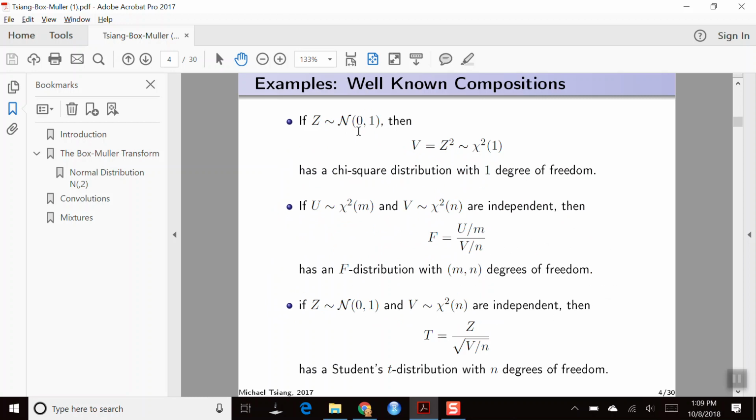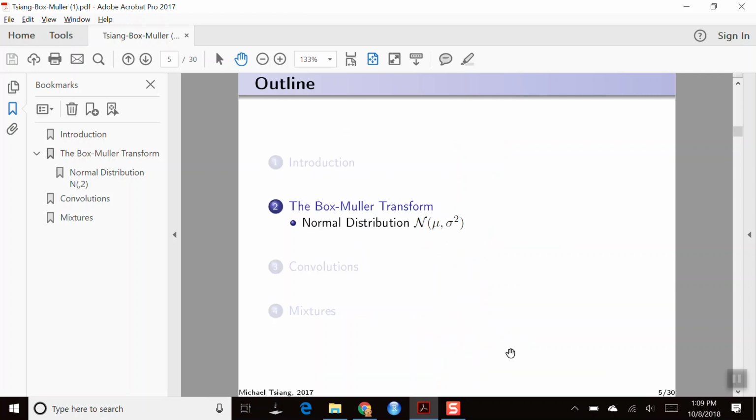The F distribution is the ratio between two chi-squared values. U comes from a chi-squared distribution with m degrees of freedom, and V comes from a chi-squared distribution with n degrees of freedom, and then you take the ratio between them, each over their degrees of freedom. That's your F distribution. And then for the t-distribution, you take a random normal value and divide it by the square root of a random chi-squared value over its degrees of freedom. So these are just some known compositions. There's a couple more in your textbook.